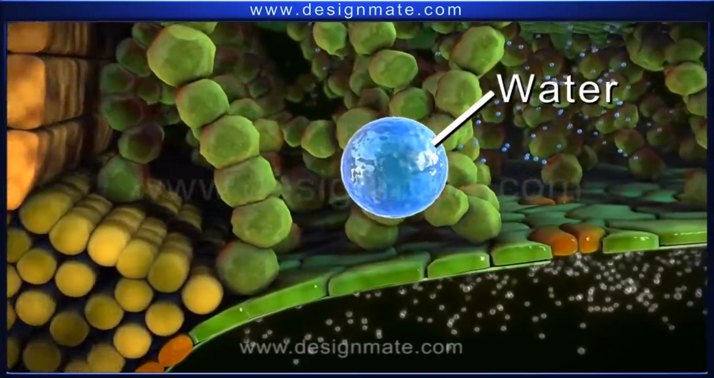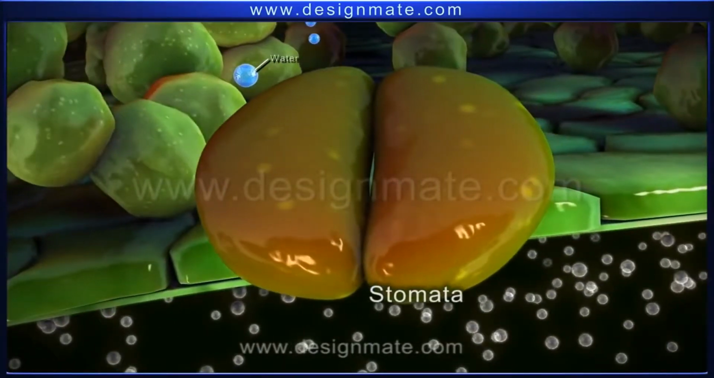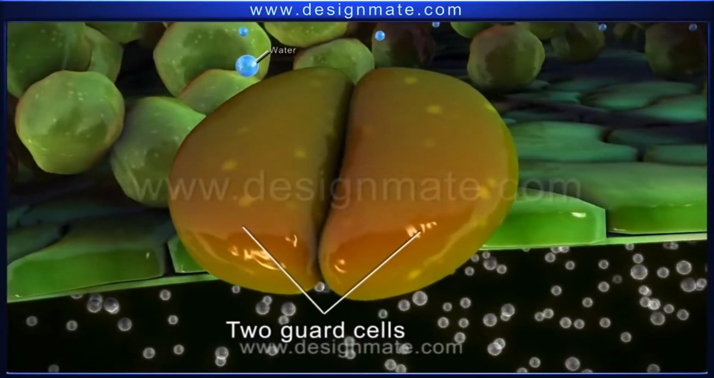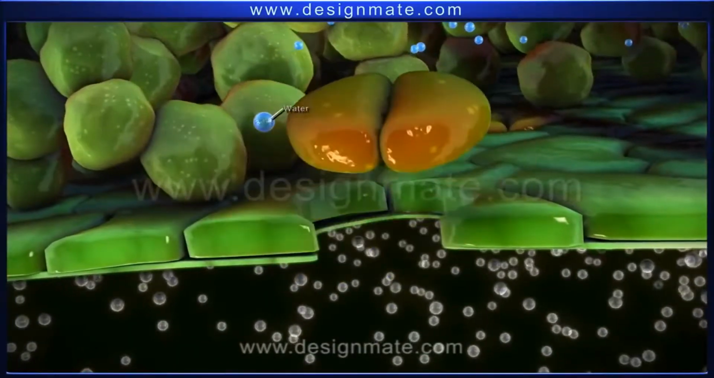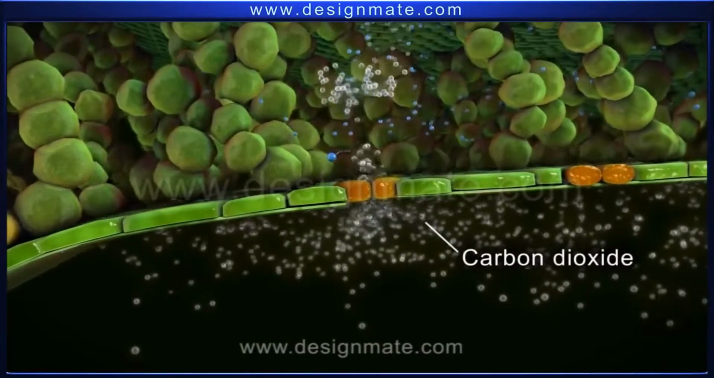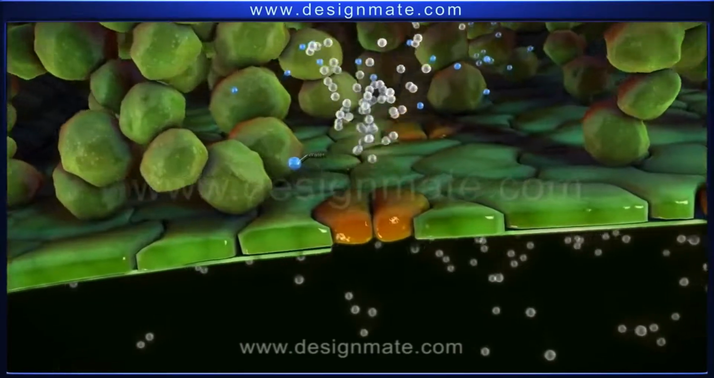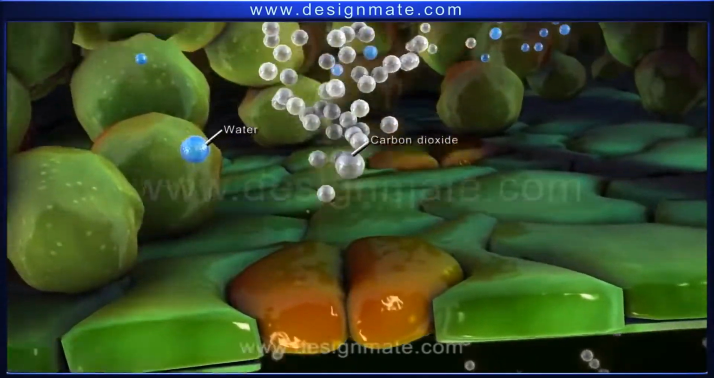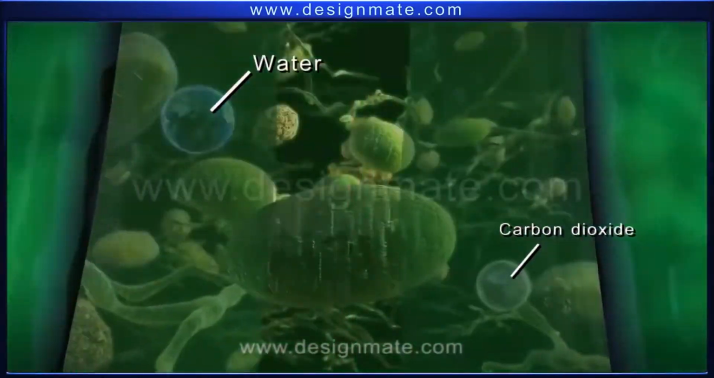The lower layer has many pores called stomata. Each stoma is surrounded by two guard cells, which regulate opening and closing of the stomata. A leaf absorbs carbon dioxide from the environment through these stomata, which after passing through air spaces, enter into the chlorophyll-containing cells.